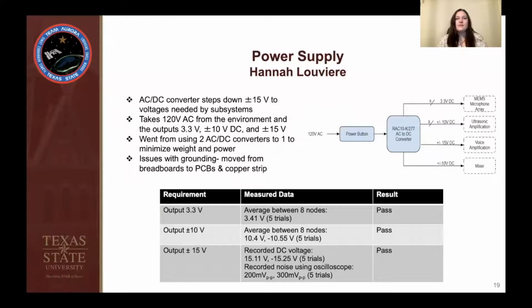The power supply subsystem uses one AC to DC converter that takes 120 volts AC from the environment and outputs plus or minus 15 volts. The voltage is then stepped down to give each subsystem its necessary voltage. The initial design used 2 converters, but to minimize the material and power used, only one supply was implemented. The applicable subsystems are receiving the appropriate amount of power while saving weight, which was a constraint for the project.